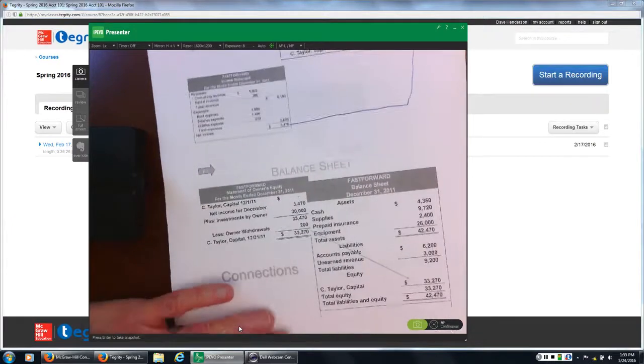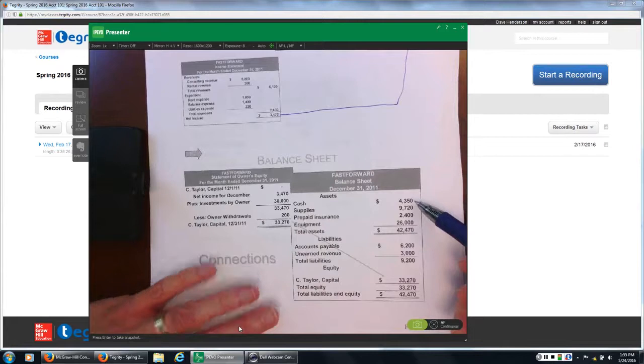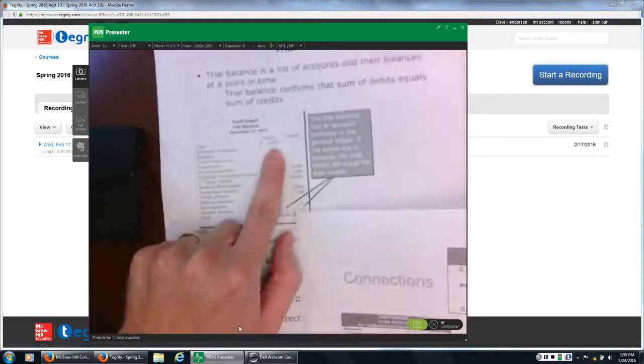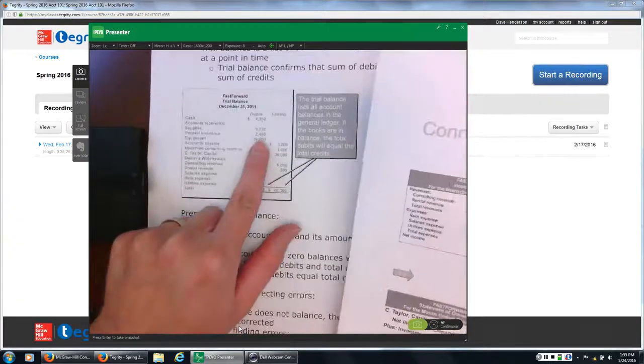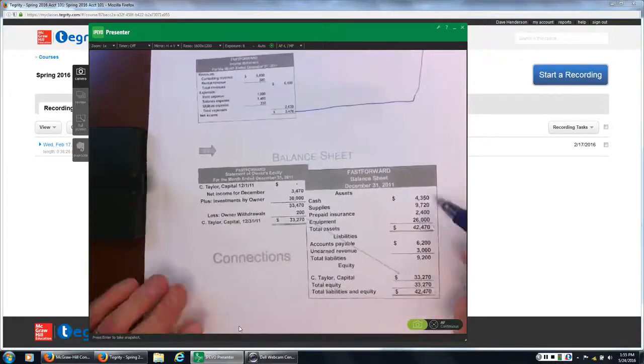Then what I can do is I can do my balance sheet. So if I come over here, I have my assets. I'm pulling those numbers, cash right here, straight from the trial balance. Supplies, straight from the trial balance. Prepaid insurance, straight from the trial balance. Equipment, 26,000, straight from the trial balance. I have my total assets.